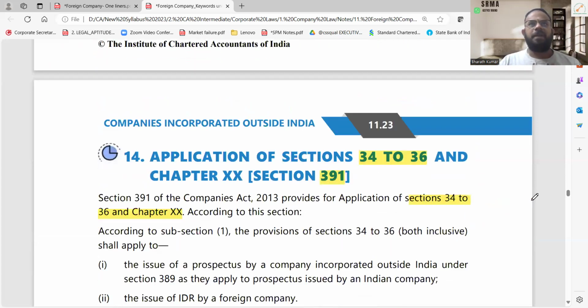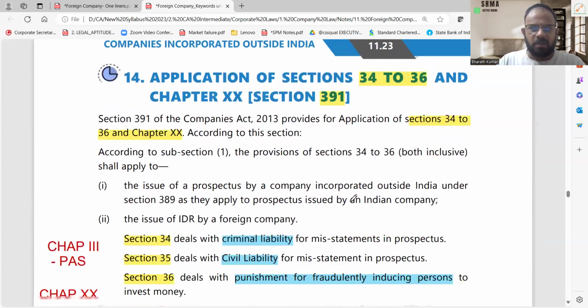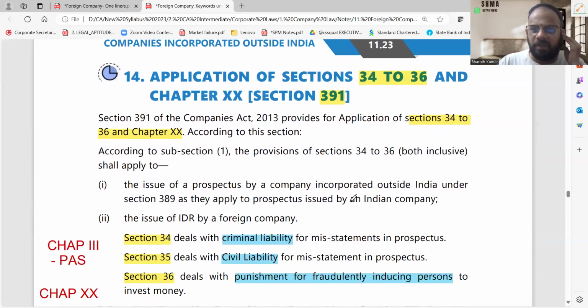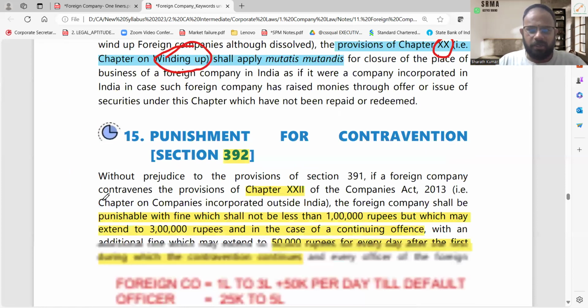See, when it's a chapter like chapter 2, chapter 4, chapter 7, chapter 9, chapter 10, FEMA, all this is going to be crucial. So for small chapters, don't sit and meddle too much. But what is important, we are covering: sections 34 to 36 will be applied. What is 34, 35, 36? I already told you. Civil liability, criminal liability, and punishment for fraud, which is as per PAS, Prospectus and Allotment of Securities. So chapter number 20 will also be covered. Are we clear? We already covered this in the chart in Prospectus, which I already told you.